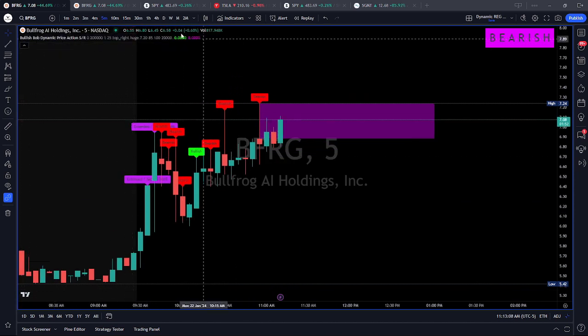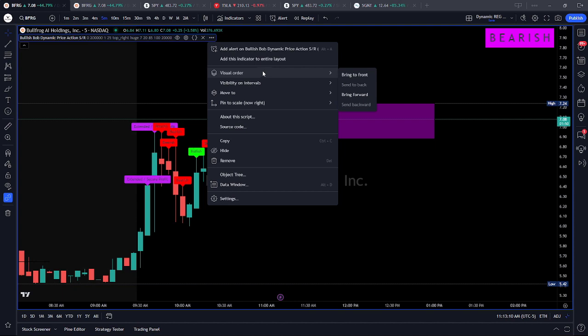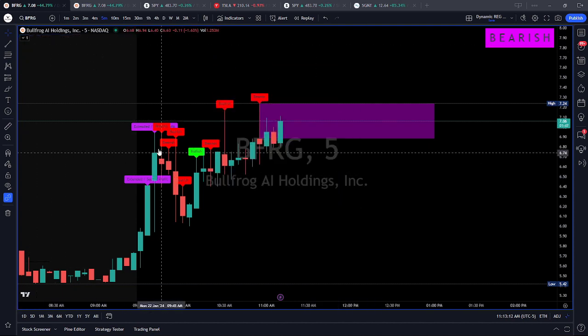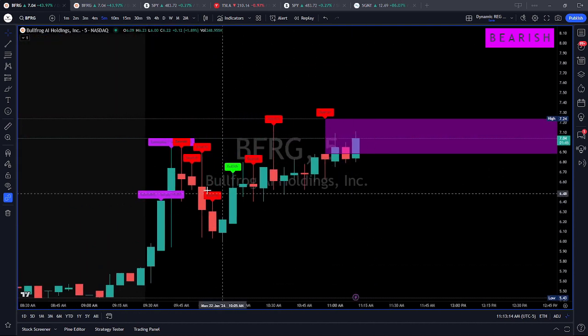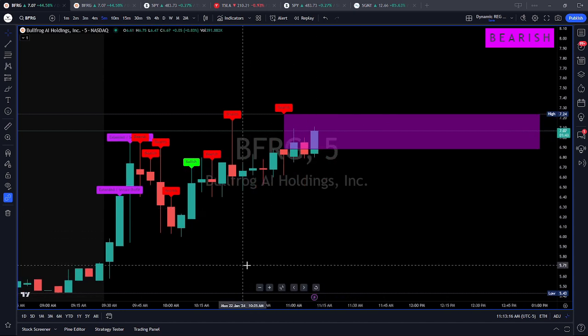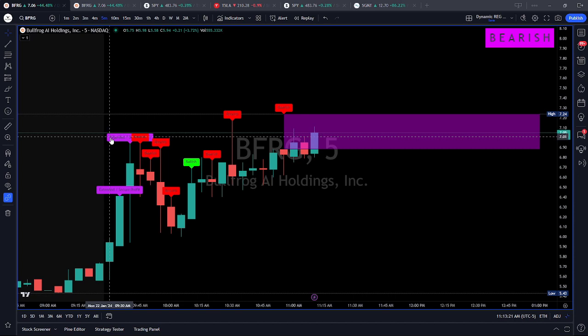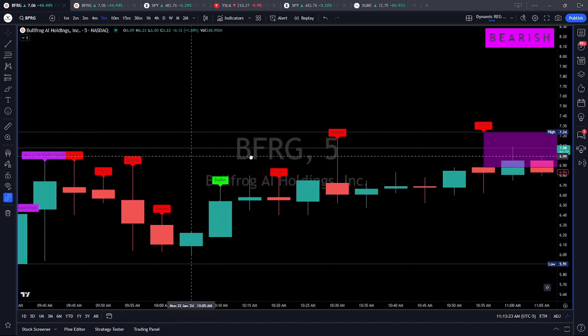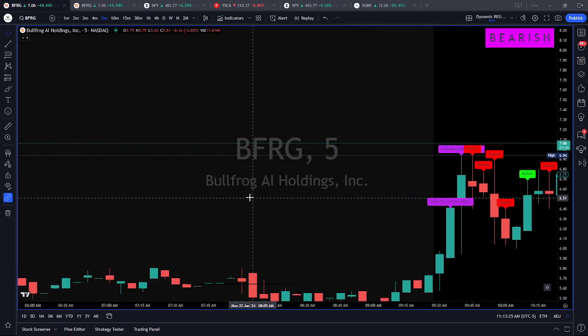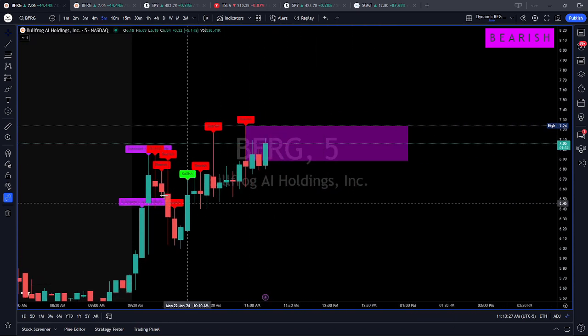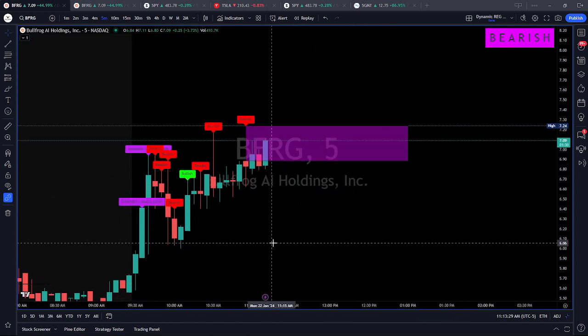Now, if I bring this to the front here, visual order, bring to front, you'll see it stacks over the candles. So you can see now it's easier to see these labels, right? And you can see a few of these say extended secure profit. Extended secure profit, right? If I zoom in on this one, you'll see that as well. Extended secure profit. What this is saying is exactly that. The price action is extended.